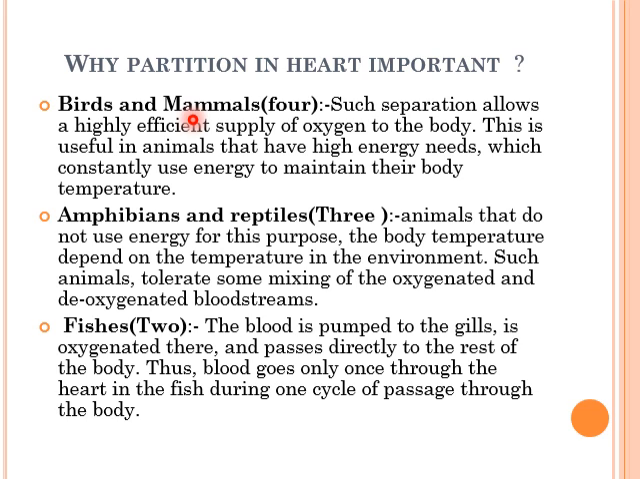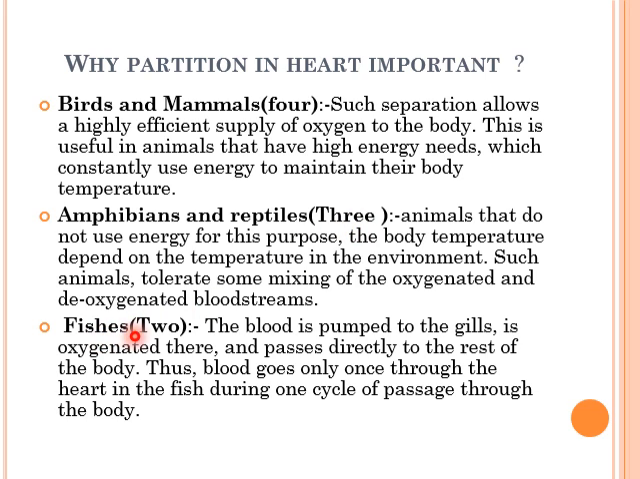circulation. Now, when you talk about amphibians as well as reptiles, they have a 3-chambered heart, 2 auricles and 1 ventricle. These are animals that do not use energy to maintain body temperature; their body temperature depends on the temperature of the environment. Such animals tolerate some mixing of the oxygenated as well as deoxygenated blood.